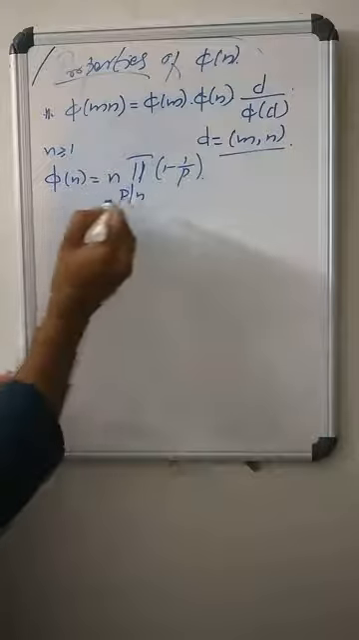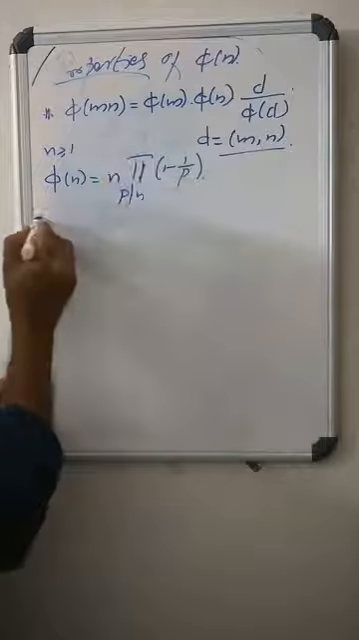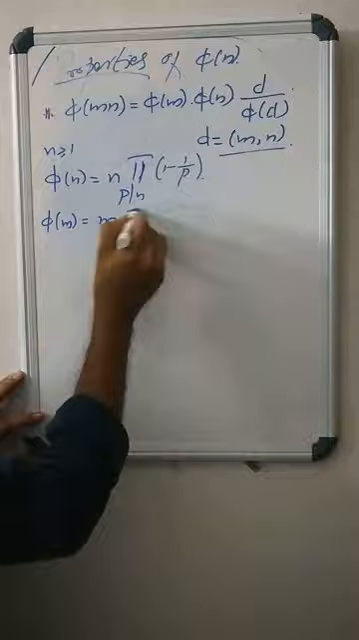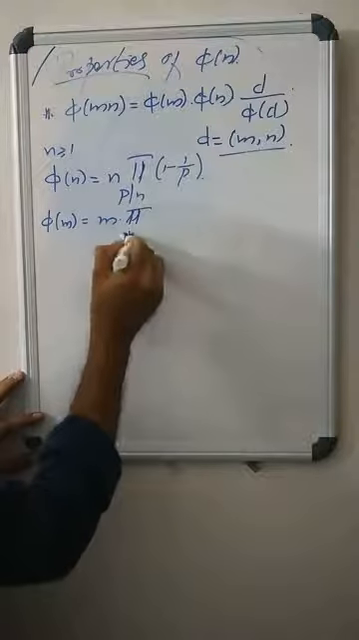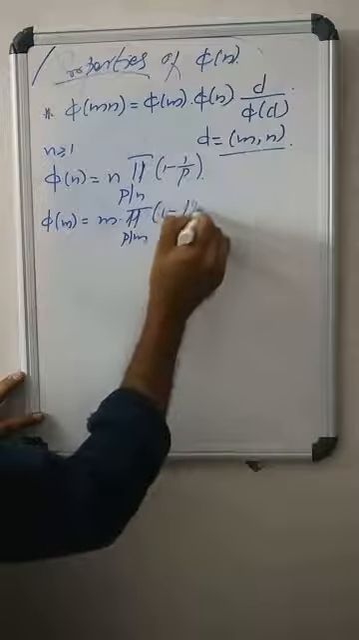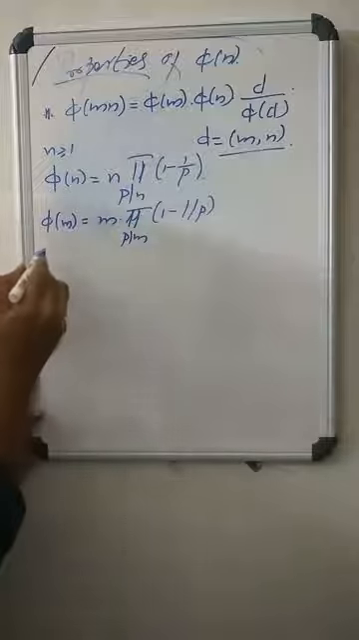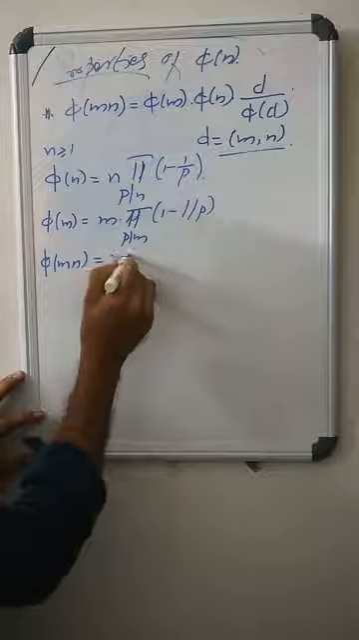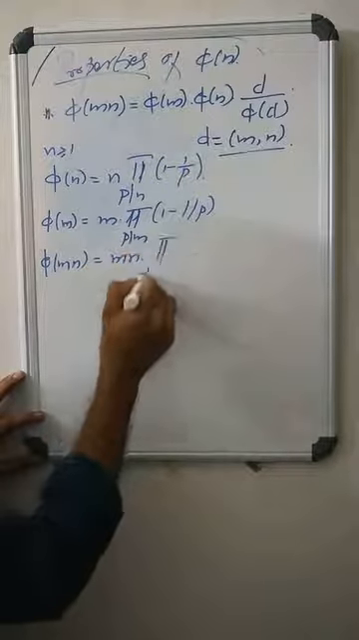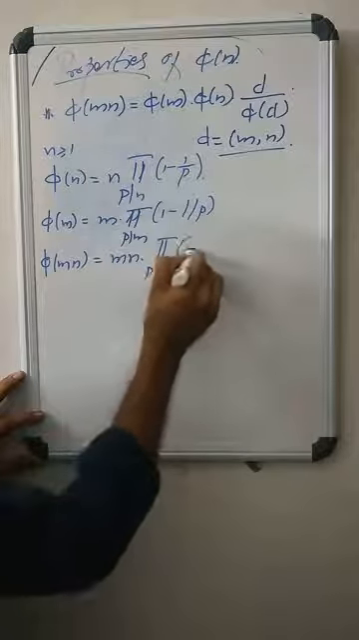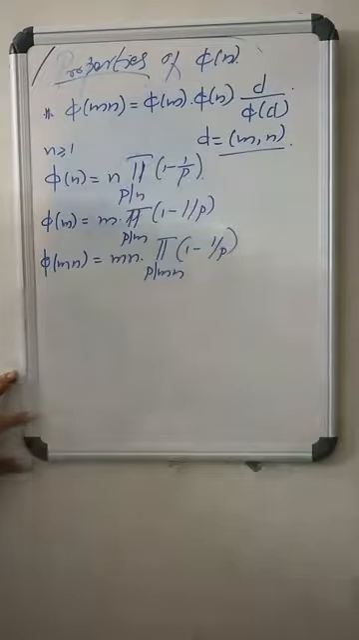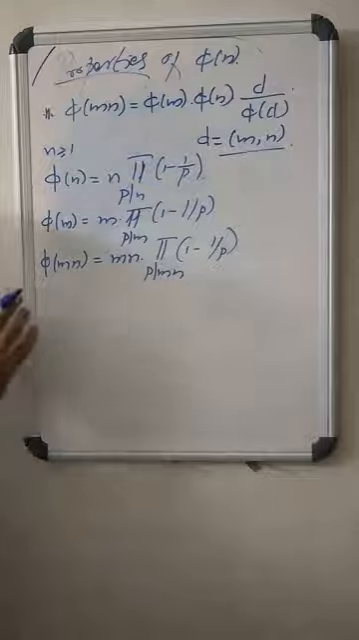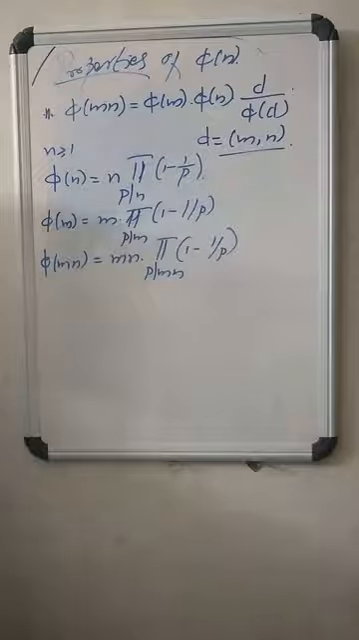So what is phi of m? It is again m into the product over primes p dividing m of (1 minus 1 by p). What about phi of mn? Phi of mn equals mn into the product over primes p dividing mn of (1 minus 1 by p). Okay.